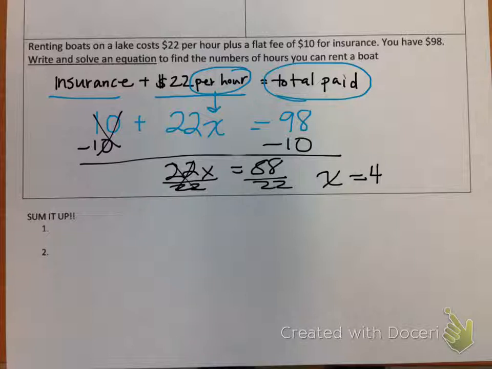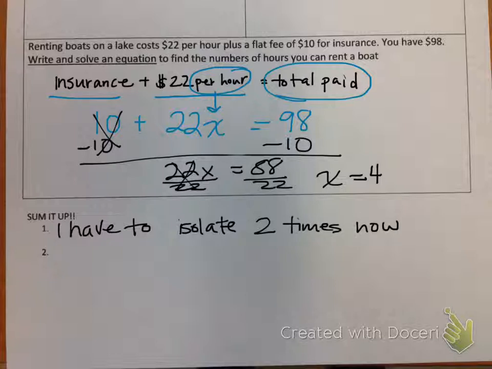To sum it up, two things that you need to know. First, you now have to isolate two times. Before, you only had to worry about isolating once. Now you have to isolate at least two times, and it'll get even better. At some point, you'll even have to isolate more than once. If you think about Dragon Box in the game that we played, it gets harder and harder, and you have to isolate more.